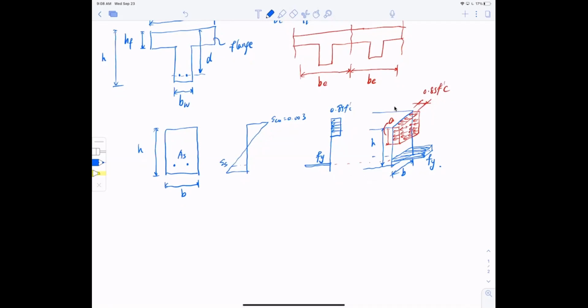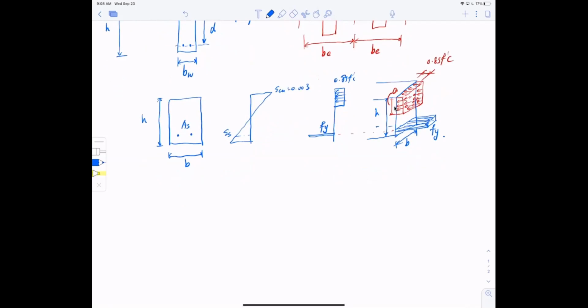Now take a look at the T section, right? So I have a T section right here. Same geometry description we had before. This is height of flange, effective width BE, effective width of the web BW, right? Reinforced on the bottom here, AS, and the strain distribution same as before.